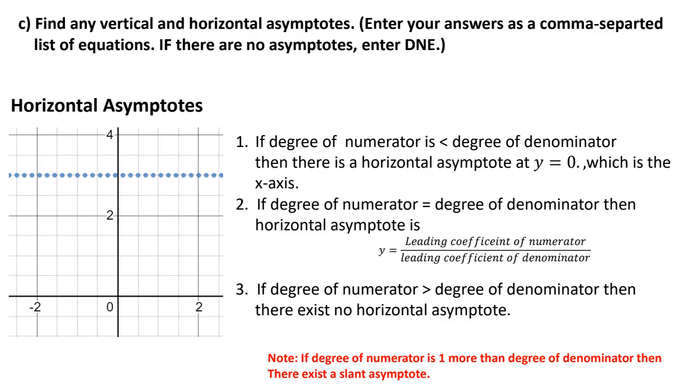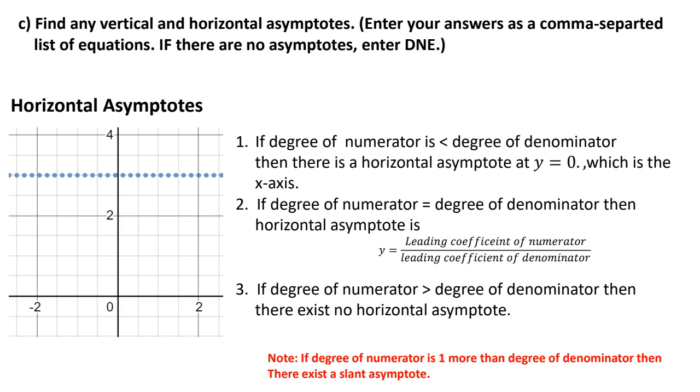We have a second scenario that says that if the degree of the numerator is equal to the degree of the denominator, we have a horizontal asymptote with a ratio. That ratio is given by the leading coefficient of the numerator divided by the leading coefficient of the denominator. And the last case is that if the degree of the numerator is greater than the degree of the denominator, then there's no horizontal asymptote. What we end up having instead is what's called a slant asymptote.